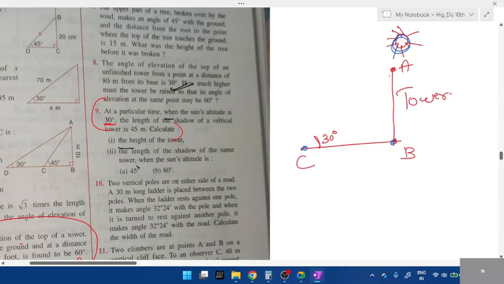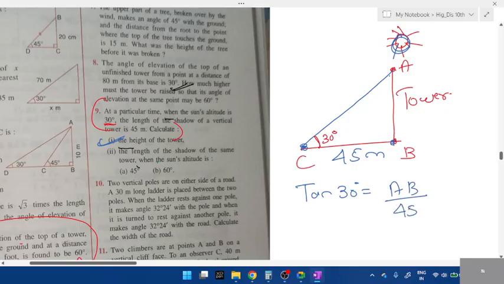So what is the BC value mentioned here? Yes, this is 45 meters. So just connect it. If you connect this, you get a right angle. What do we need to find? The height of the tower. With respect to 30 degrees, we use the tan formula. Tan 30 is equal to perpendicular, AB, divided by BC, 45. What is tan 30? 1 by root 3, right?